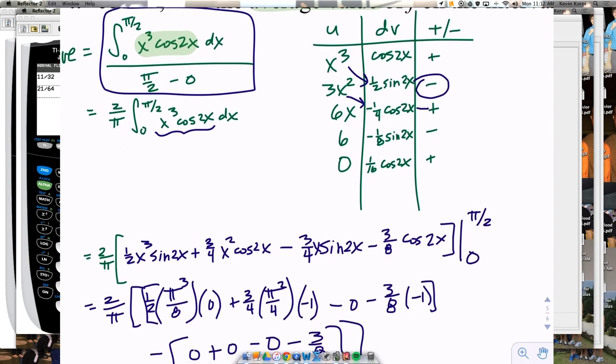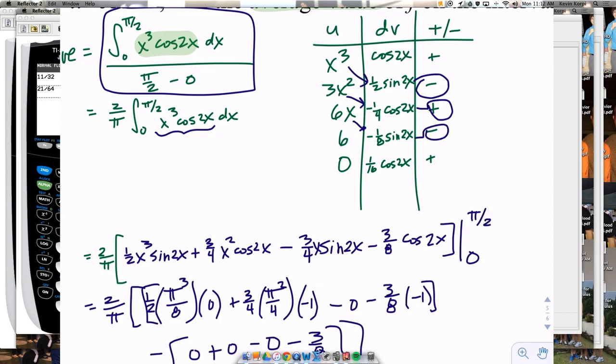Pick up the next sign, plus, but the next product is negative, so it becomes negative now. 6/8 is 3/4 x sine of 2x. Pick up the next sign, which is minus, and then it becomes 6/16, which is 3/8 cosine of 2x. And of course, the next diagonal is 0, so you could stop, but because it's a definite integral, you put the evaluation bar from 0 to pi halves.